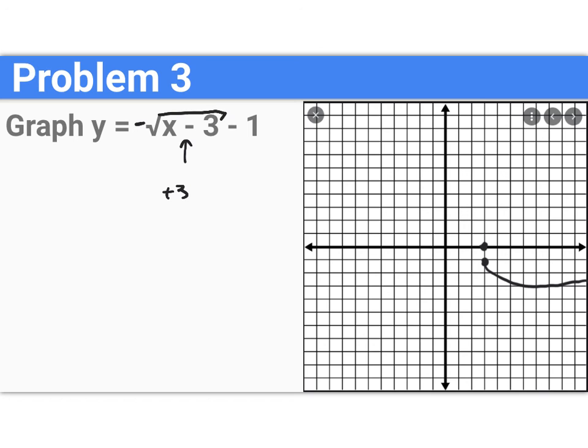So those were our 3 examples for this section or lesson. Please try them. Try to graph them. Hopefully you got what I got.